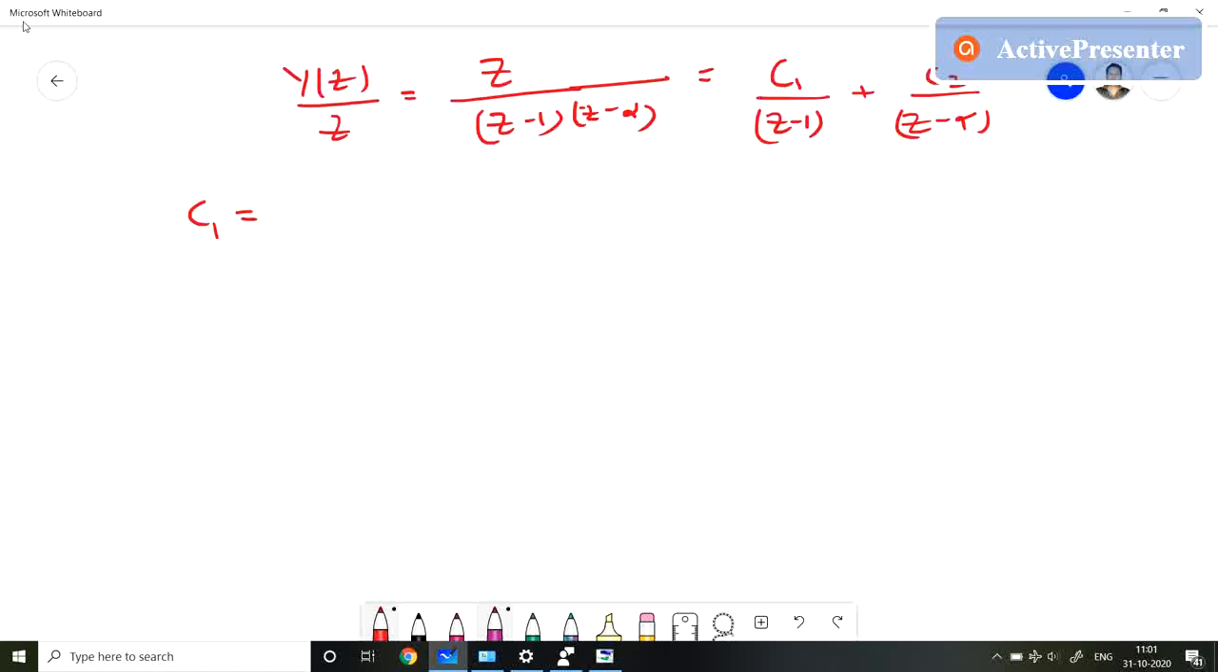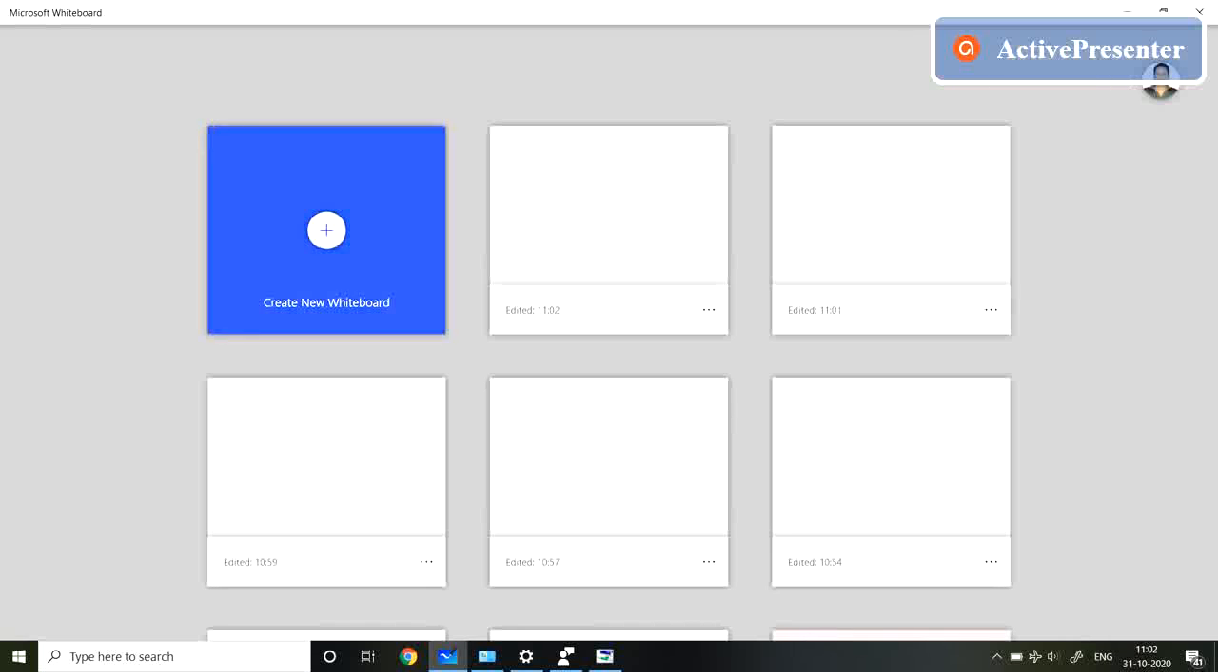So c1 is equal to z divided by z minus alpha, at z equals 1. So what we will get here is 1 divided by 1 minus alpha.